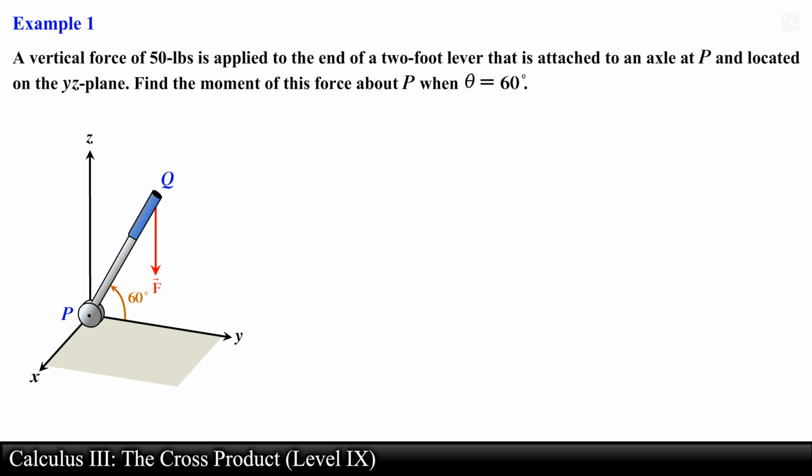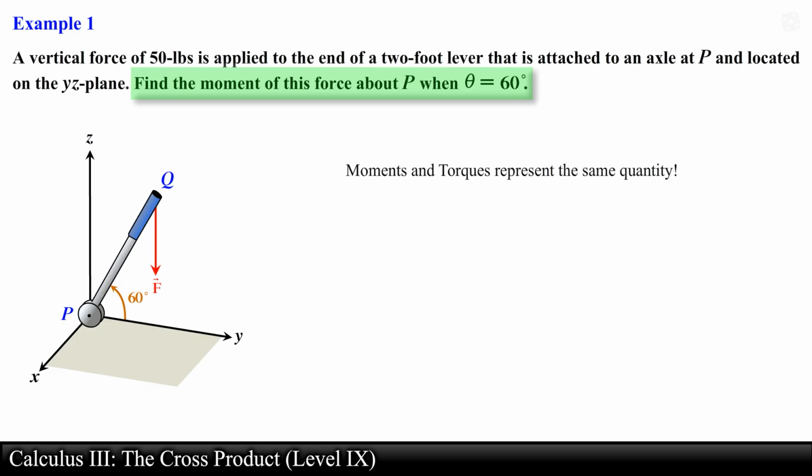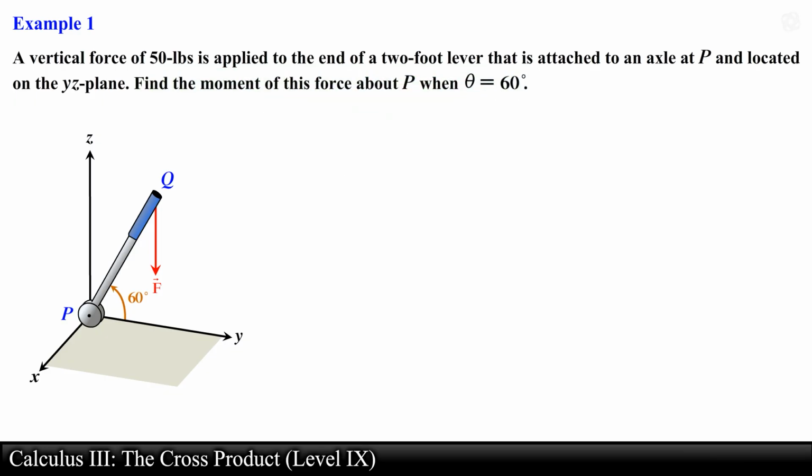In this problem, we are asked to find the moment of the force F about point P when theta equals 60 degrees. Recall that moments and torques represent the same quantity. We can find the moment or torque in two distinct ways. We can use the component definition or the geometric definition of the cross product. Since the torque is defined as the cross product between the position vector r and the force vector F, let's go ahead and solve this problem by using the component definition.